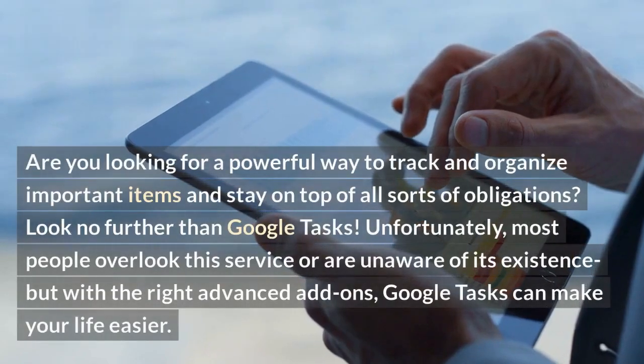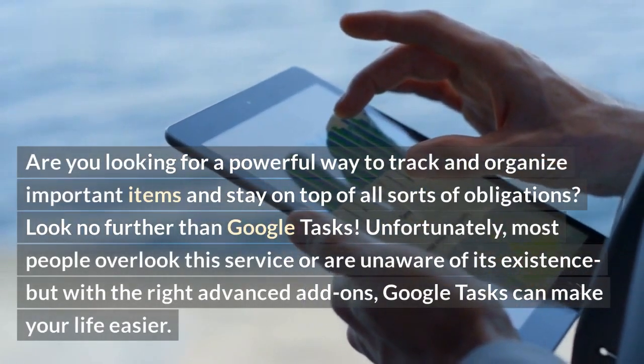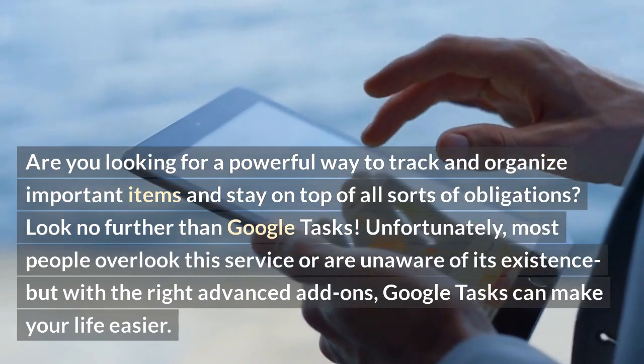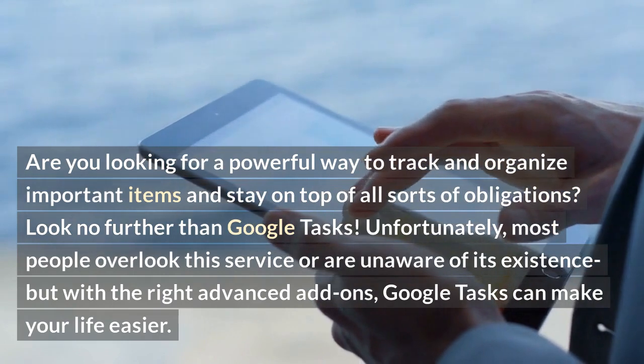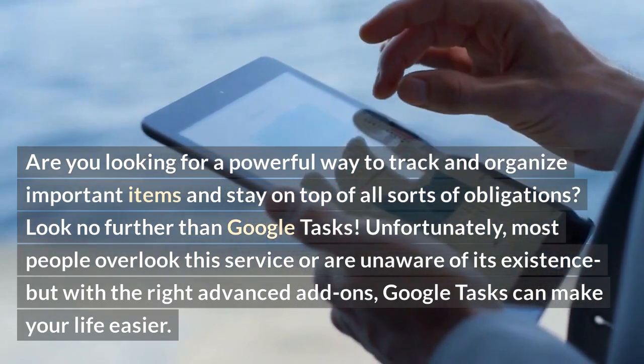Are you looking for a powerful way to track and organize important items and stay on top of all sorts of obligations? Look no further than Google Tasks. Unfortunately, most people overlook this service or are unaware of its existence, but with the right advanced add-ons, Google Tasks can make your life easier.